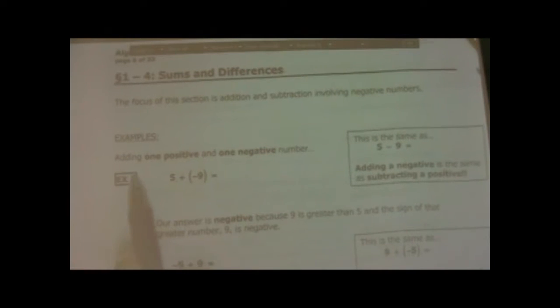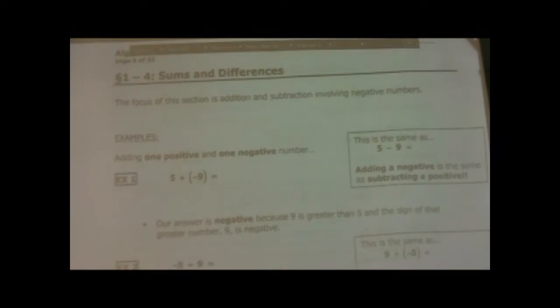So first of all, I've got adding one positive and one negative. Now you can put this in your calculator, no problem, but I want to show you how to do things mentally, because you can do it faster mentally than you can putting them in your calculator. That means your homework takes less time. Alright? 5 plus negative 9.